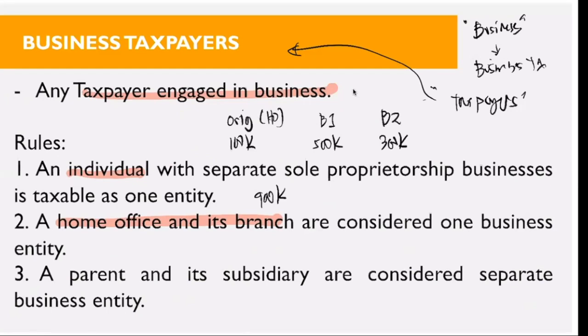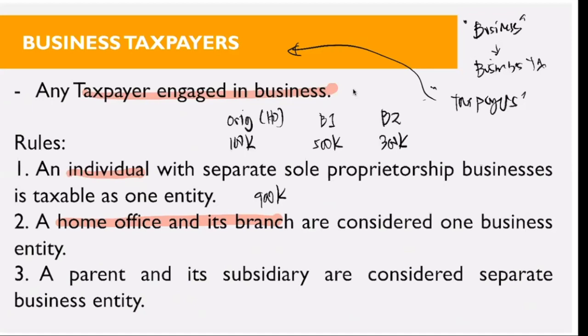So, sir, what is a home office and a branch? Generally, this happens if ever the business entity has its main office, let's say in Manila, and decided to branch out in the different parts of the country. So, let's say in Baguio, in Visayas, in Mindanao, on other parts of Luzon. So, there is a main office, and you decide to branch out on the different areas.